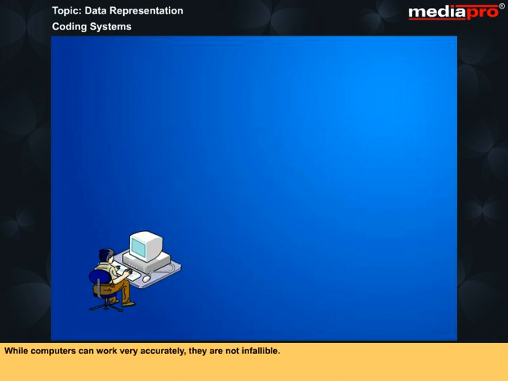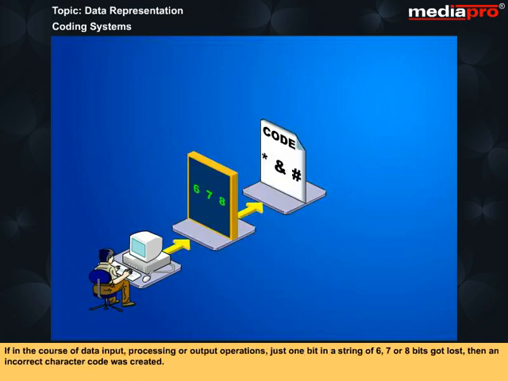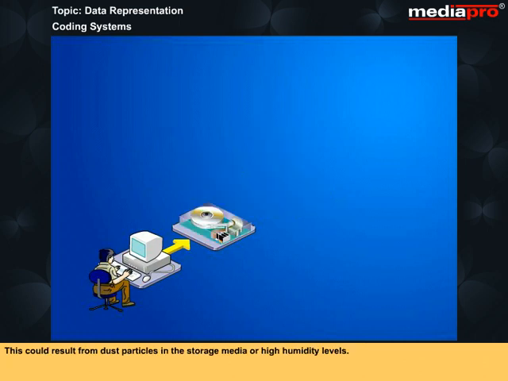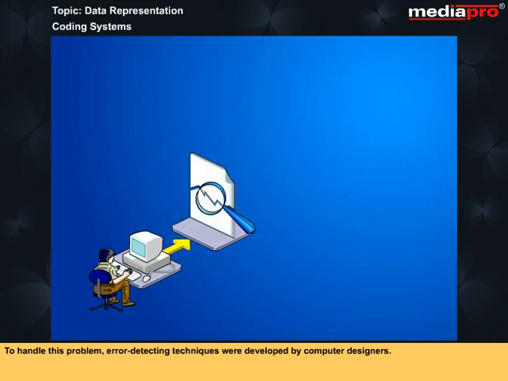While computers can work very accurately, they are not infallible. If in the course of data input, processing, or output operations, just one bit in a string of 6, 7, or 8 bits got lost, then an incorrect character code was created. This could result from dust particles in the storage media or high humidity levels. To handle this problem, error detecting techniques were developed by computer designers.